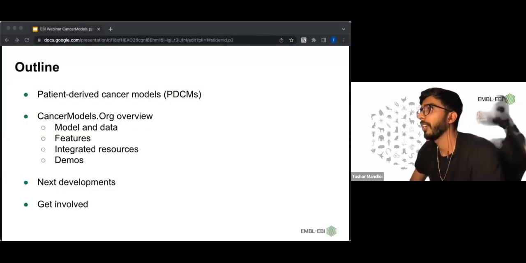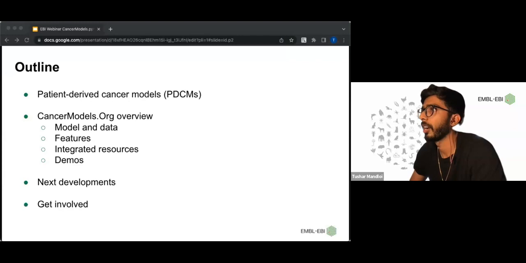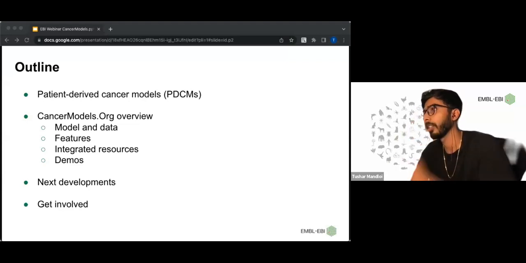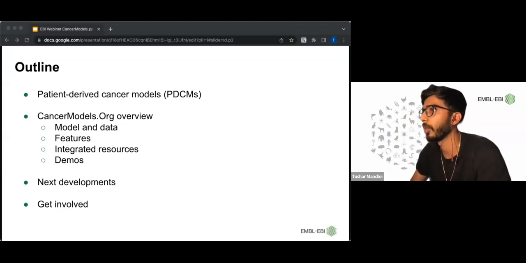So in today's webinar, we'll first have a look at what patient-derived cancer models are, followed by an overview of cancermodels.org, where I will talk about the models and the data, the features of the resource, and also give you some demos on how you can use it. Next, we will have a look at the next developments we are working on. And lastly, how you could get involved with us.